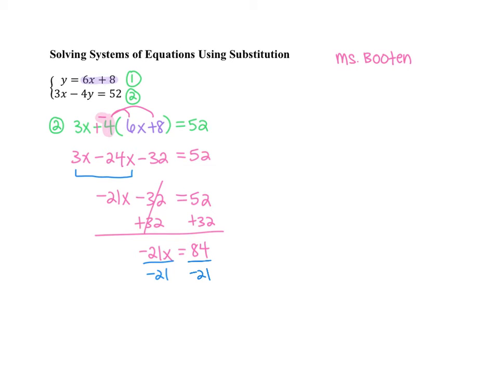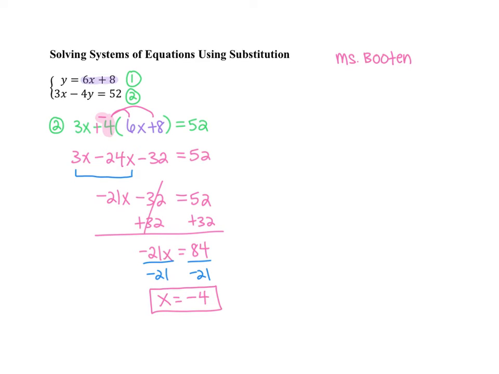You can pull out your calculator, but x equals 84 divided by negative 21. Positive divided by a negative definitely results in a negative, and it's negative 4. So x is equal to negative 4. Okay, just like before, since I've solved for one of the variables, I need to solve for the second variable.